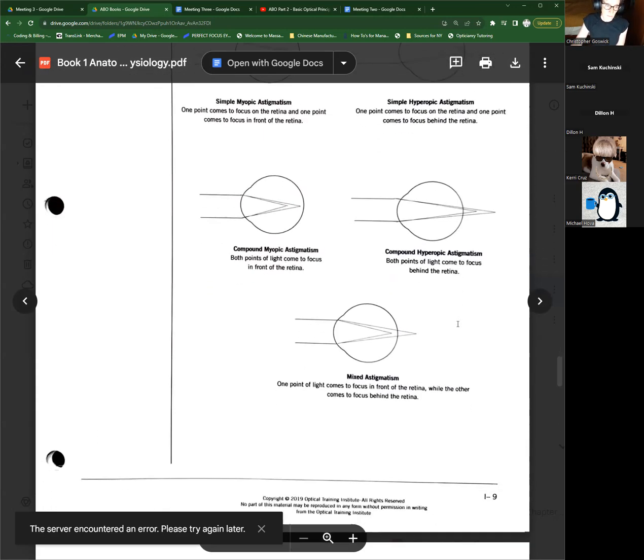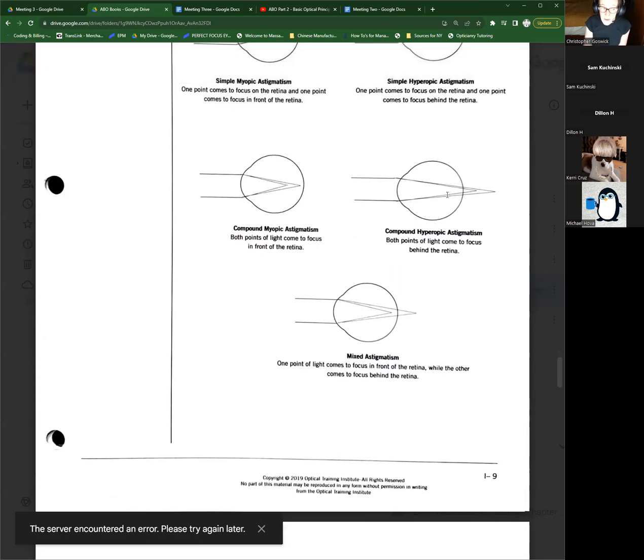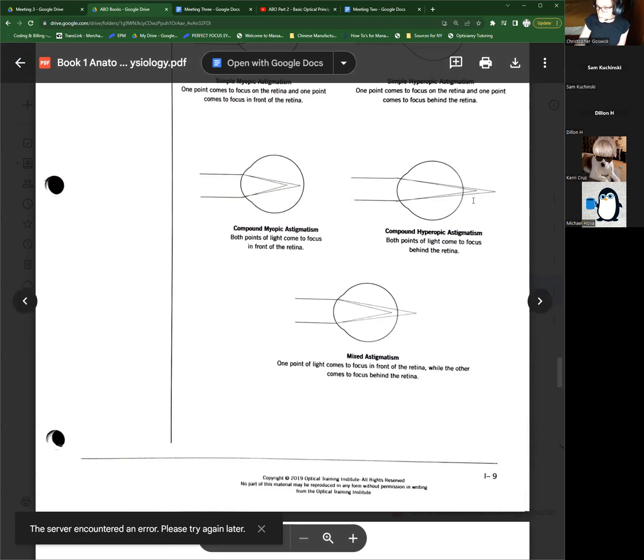If we look down a little bit further, we have compound myopic astigmatism and compound hyperopic. Basically, what's happening here is both the sphere power and the astigmatism power are falling short of the retina. They're both coming to a point that's not far enough back, so we're seeing the astigmatism power and the sphere power in front of the retina. Same deal with the hyperopic one. They're coming into focus behind the retina, both the astigmatism power and the sphere power.